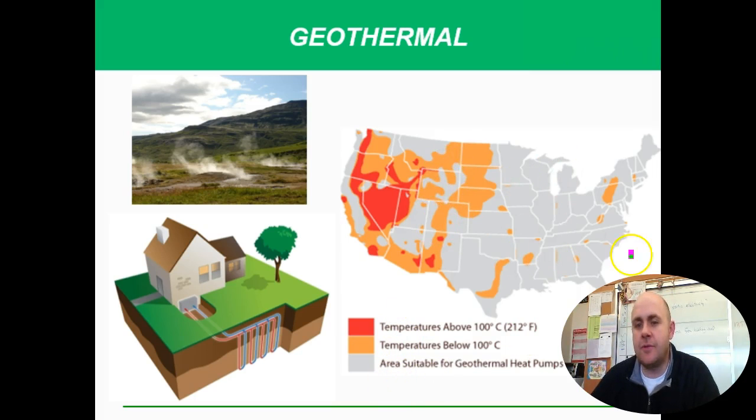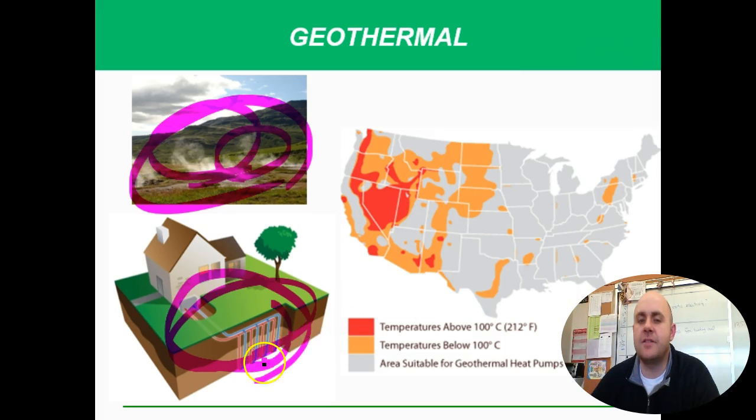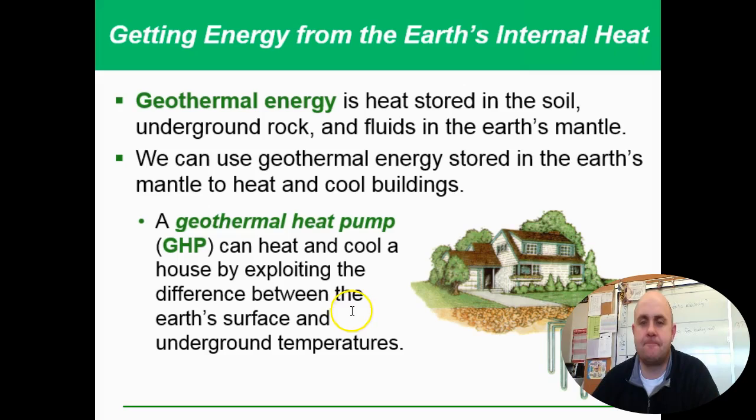And then all these other regions around the United States are what we call suitable for geothermal heat pumps, which we'll talk about in more detail in the coming slides, but that's what's pictured right here. So the red and orange are what we think of when we think of hot springs and Yellowstone kind of stuff. And this is the gray area right here. And so what's geothermal? It's heat that's stored in the soil and rocks and in fluids underground.